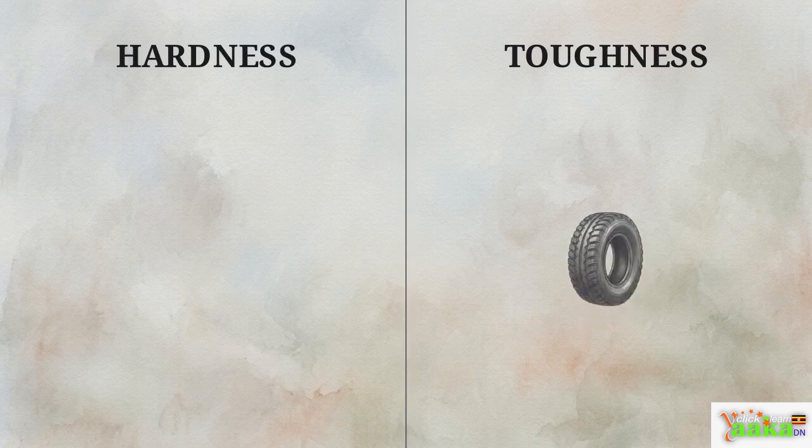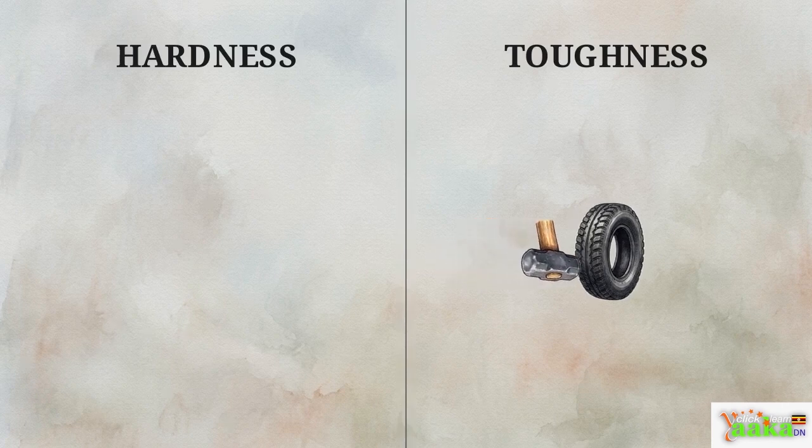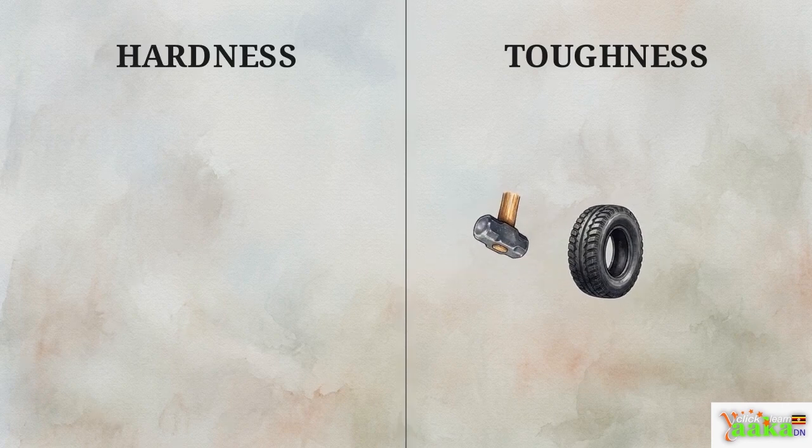Toughness is the exact opposite of brittleness. It is the ability to absorb a sudden blow without breaking. Rubber is relatively easy to scratch, but it is incredibly tough.